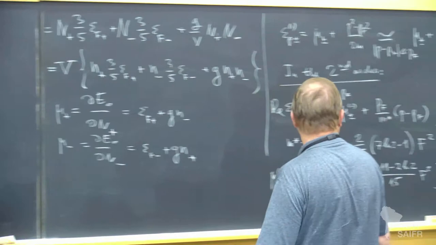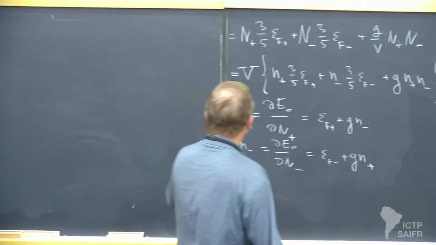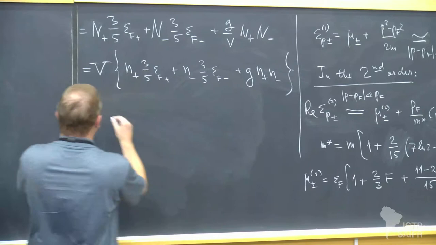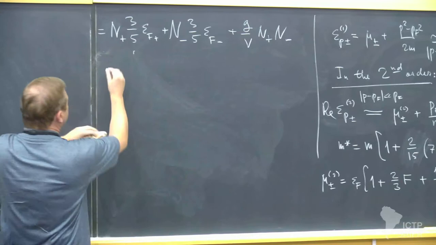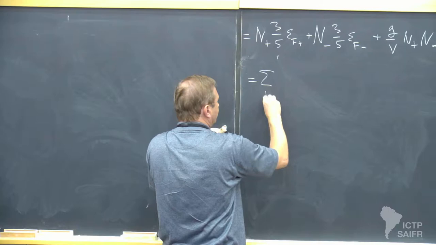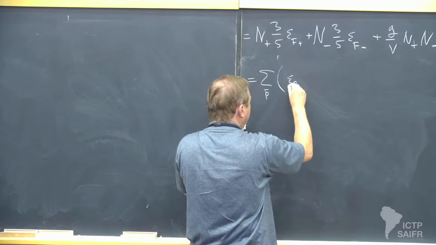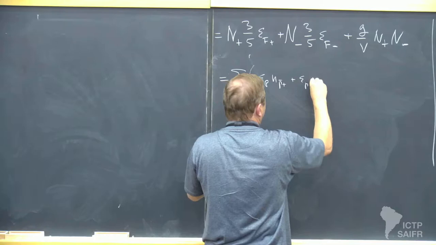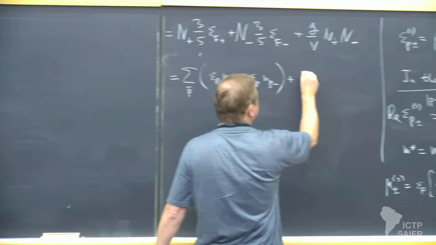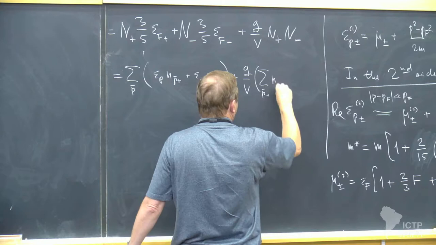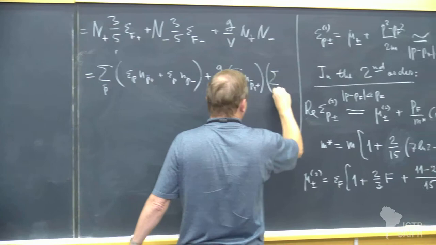I just erased this formula, so let me quickly recover what we had here. Remember the formula: we have the sum over p of epsilon p np plus and epsilon p np minus. That was our kinetic part. Plus G over volume, times the sum over P1 of NP1 plus, times the sum over P2 of NP2 minus. That was the answer for the energy.